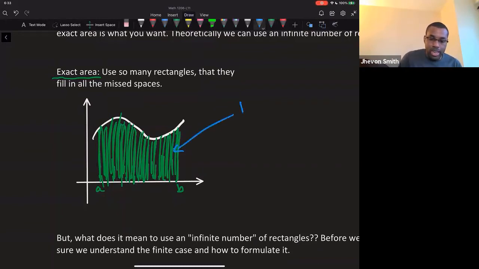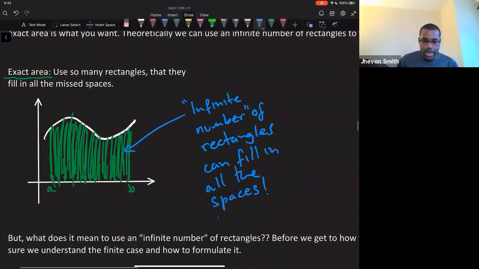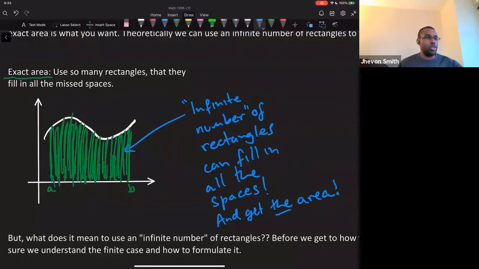In the case where you have an infinite number of rectangles, you get the area, right? Not just an approximation of the area, but the area, right? So that's sort of the idea, okay?